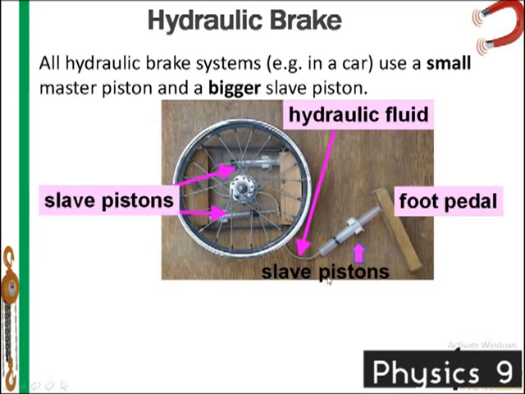Now this is called a slave piston. If you look at the diagram, you can see that there are quite a few slave pistons. There's one here, and there's also one here. And inside of that slave piston, inside of the syringe, which is acting as the piston in this example, there is a fluid, and that would be the hydraulic fluid.